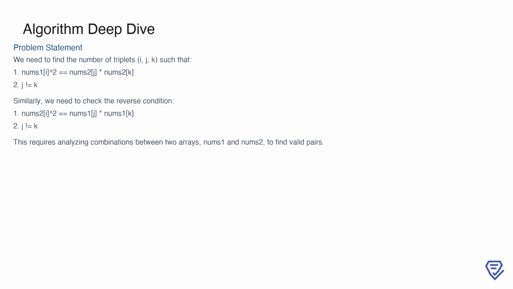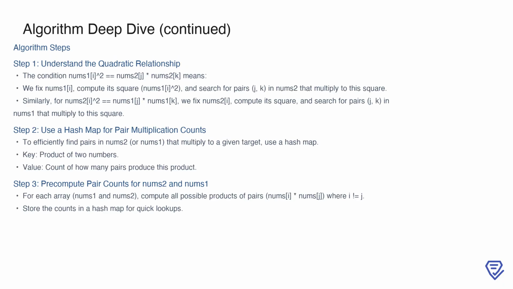To solve the problem, we can break the algorithm into several steps. First, we need to understand the quadratic relationship. For nums1, i2 to equal the product of two elements in nums2, we fix nums1, calculate its square, and search for pairs in nums2 that multiply to this value. Similarly, for nums2, i2, we fix nums2, compute its square, and search for pairs in nums1.